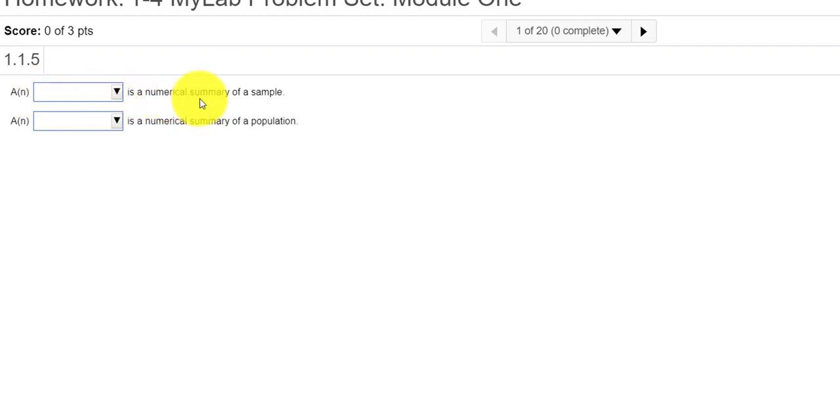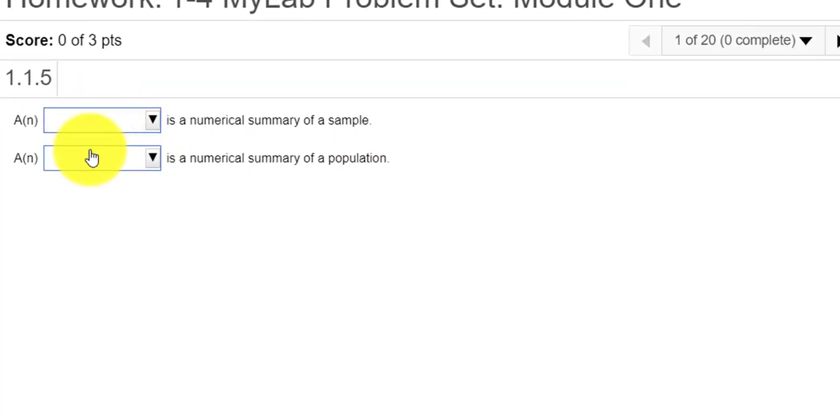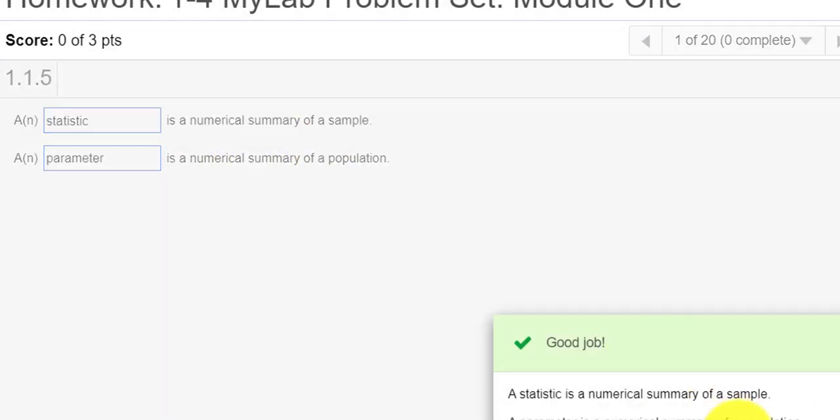A blank is a numerical summary of a sample. A blank is a numerical summary of a population. The way I remember this is that the word sample starts with an S and population starts with a P. So I think of this as the statistic is a numerical summary of a sample, and notice how statistic and sample both start with the letter S. And a parameter is a numerical summary of a population, and notice how they both start with a P. That kind of helps me remember: P with the P and the S with the S. I check the answer, and I get the good job.